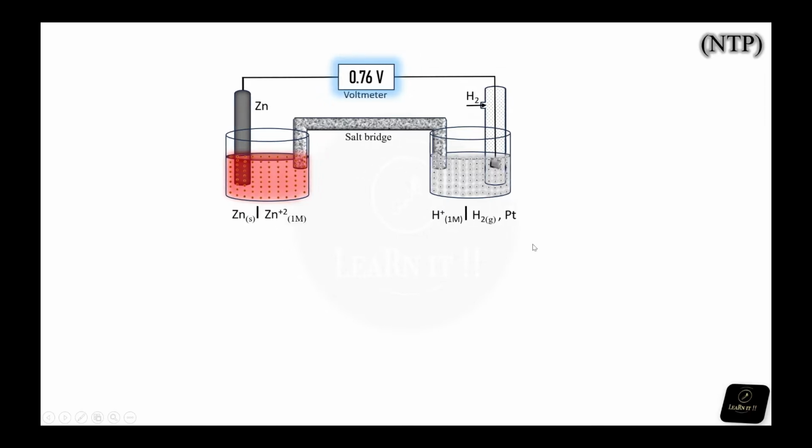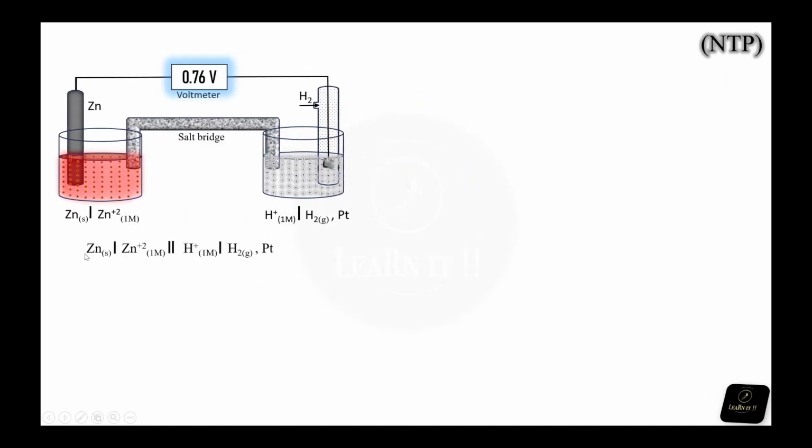So this cell can be represented as zinc, which is solid, in contact with Zn plus 2 ions having a concentration of 1 molar, which is connected by a salt bridge. This double bar indicates the salt bridge, which is in contact with H plus ions having a concentration of 1 molar, which is in contact with hydrogen gas, which is connected to platinum. Here the left hand side indicates the anode, which is connected to the cathode through the salt bridge.